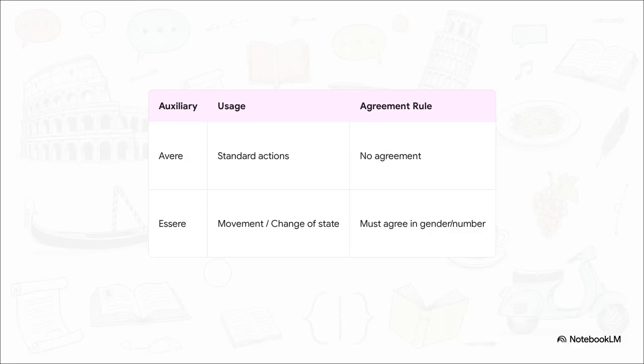Now I want to slow down for just a second to look at probably the single most complex rule of the day. How do you actually choose between avere and essere? Well, most standard actions use avere. Ho parlato. I spoke. Easy. No agreement needed. But if the verb is about movement, like going or leaving, or a change of state, you absolutely must use essere. And here is the catch. When you use essere, that past participle suddenly acts like an adjective again. It has to perfectly match the subject's gender and number. So a woman saying I went says sono andata, ending in an a.